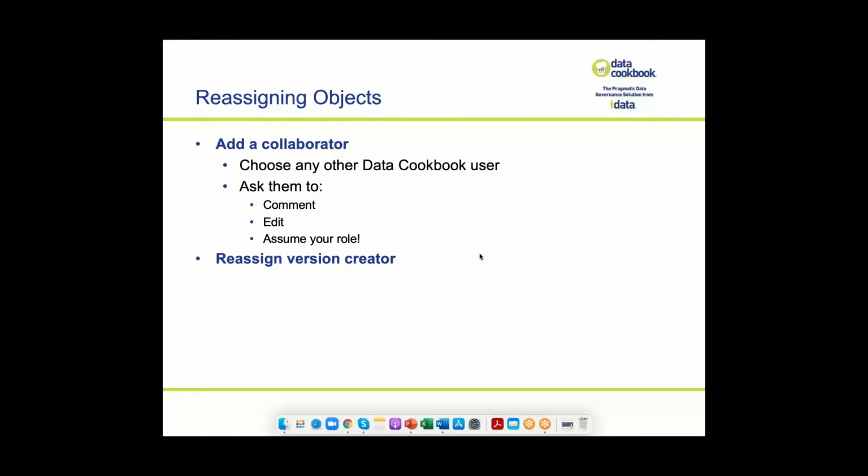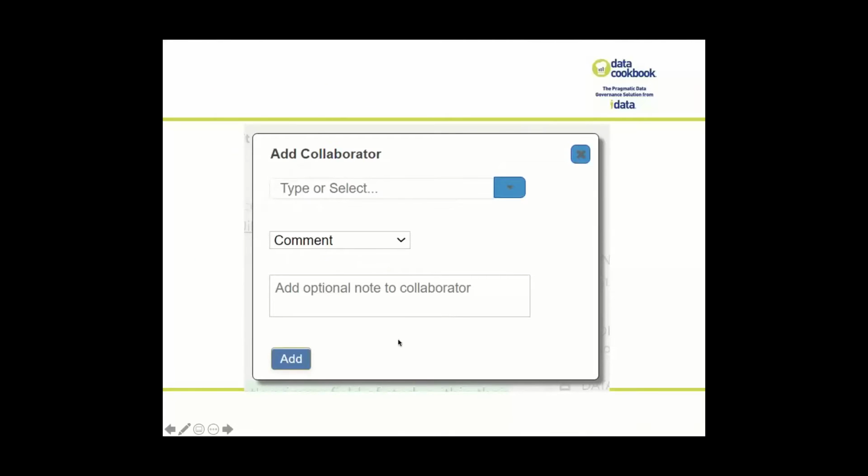So you can, from the workflow panel of any object, add collaborators. And so what you can do is you can add users in one of three roles. You can ask them to comment, you can ask them to edit, or you can give them editing privileges, and you can also cede your role entirely, right?